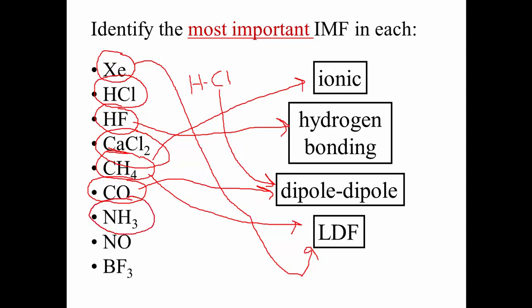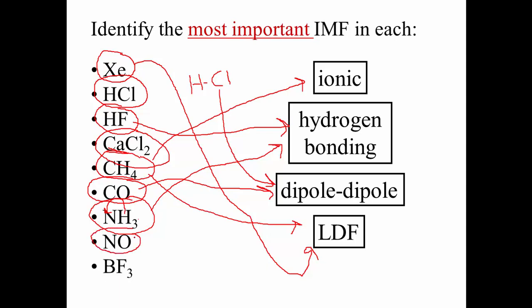Ammonia. If you drew ammonia out, which you have done, you're going to get a trigonal pyramidal structure with a lone pair of electrons on the nitrogen. Trigonal pyramidal's always polar. So you might go with dipole-dipole, but if you stop and look, those hydrogens are covalently bonded to nitrogens, so ammonia is a hydrogen bonding intermolecular force.